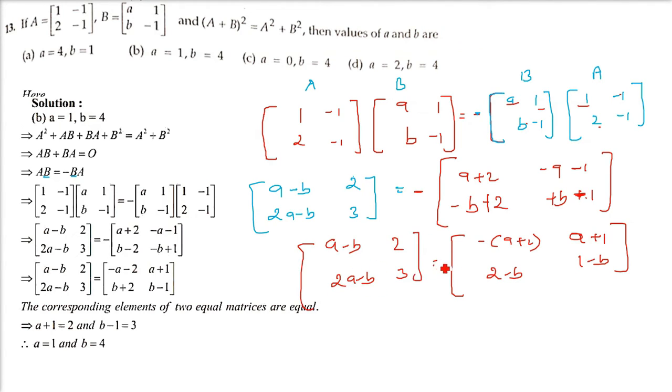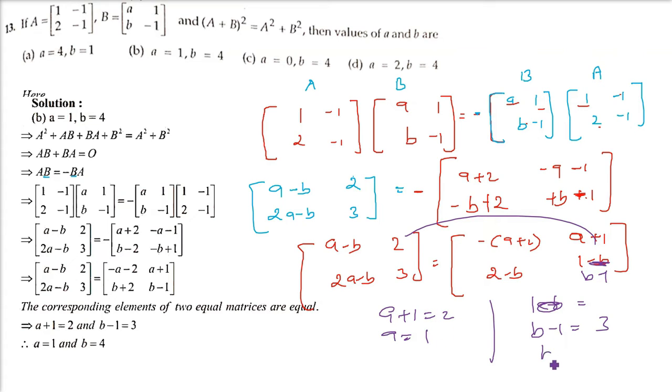Now let us equate. What is the equation? A plus 1 is equal to 2. And this is B minus 1 is equal to 3. So B minus 1 is equal to 3. From here it comes A equals 1 and B equals 3 plus 1, that is going to be 4. So A is 1 and B is 4, right? A1, B4, this is the answer. B is the answer.